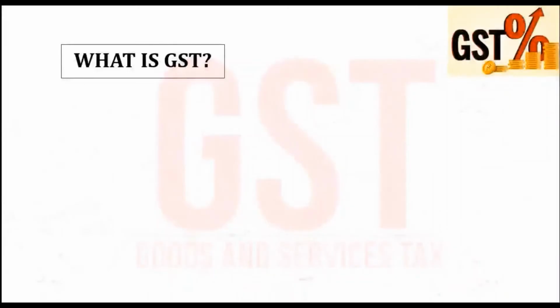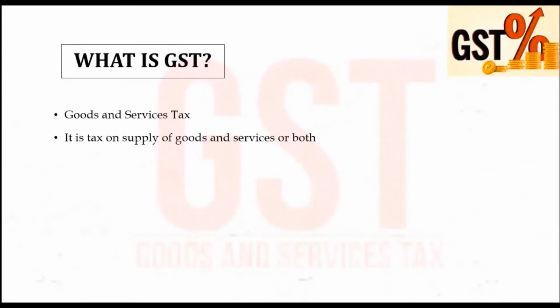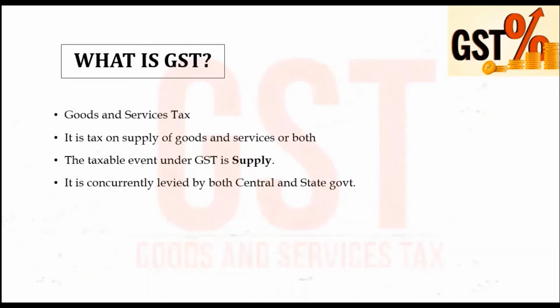Now let us understand what is GST. GST is a goods and services tax. It's a tax on supply of goods or services or both. So the taxable event is supply. When the taxable event, that is supply, is triggered, when there is a supply of goods or services or both, then GST will be payable. It is concurrently levied by both center and state government. So center and state government both levy the GST at the same time.